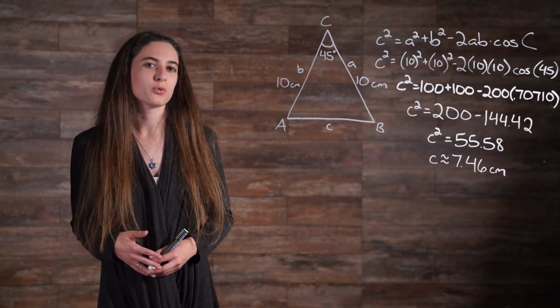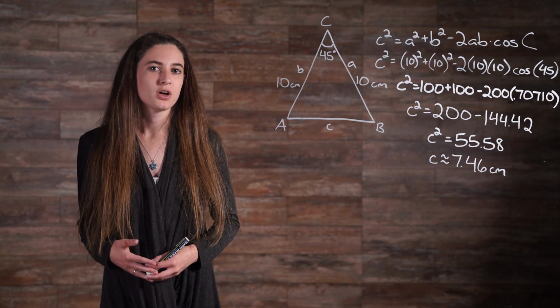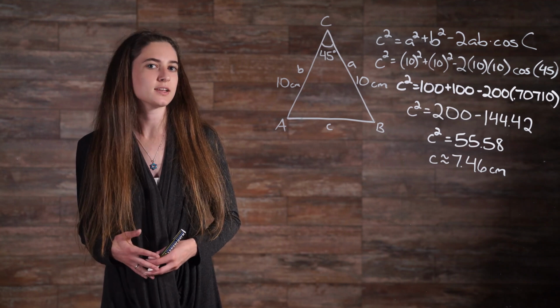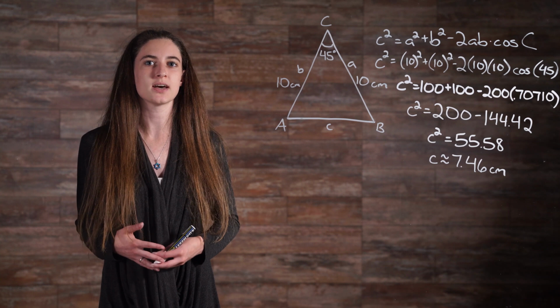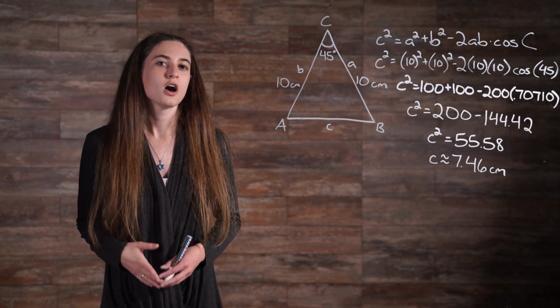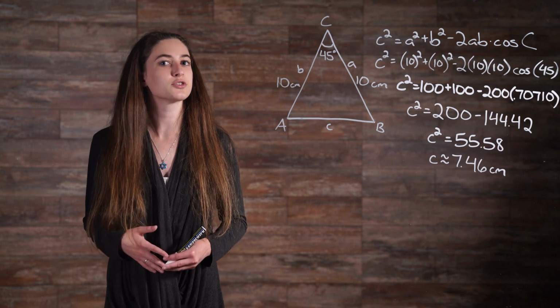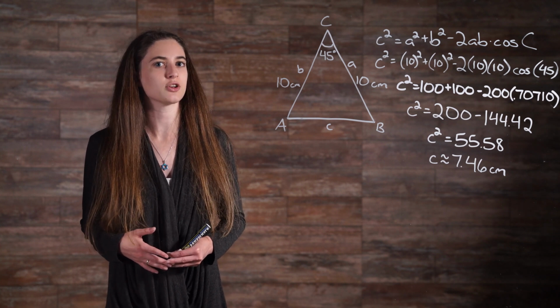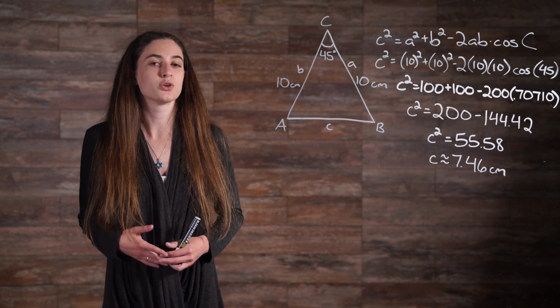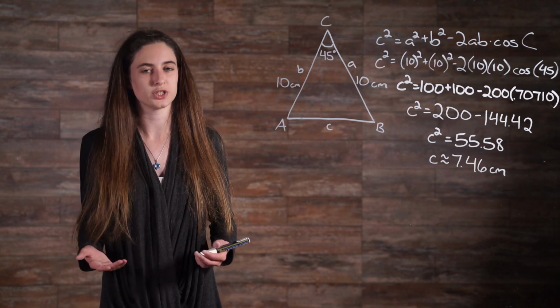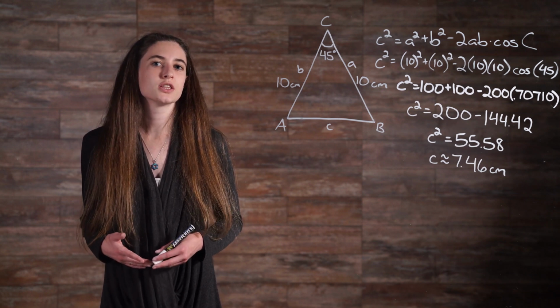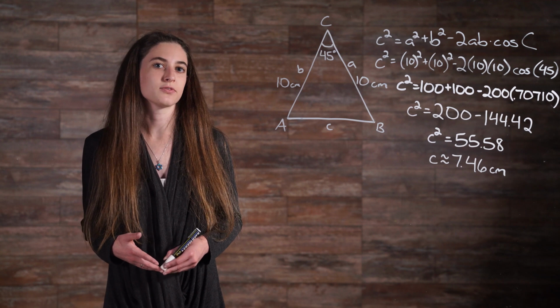When we get to the point where we have c squared equal to a number, we take the square root of each side to find that c is approximately 7.46 centimeters. A common sense check of that answer tells us that it's reasonable, since the other two sides measure 10 centimeters and are opposite larger angles. So our answer should be under 10, which it is. That's all there is to using the law of cosines for finding the missing side of a triangle.